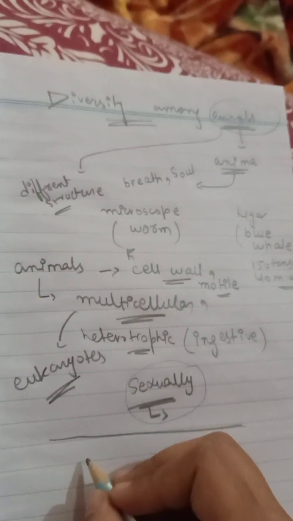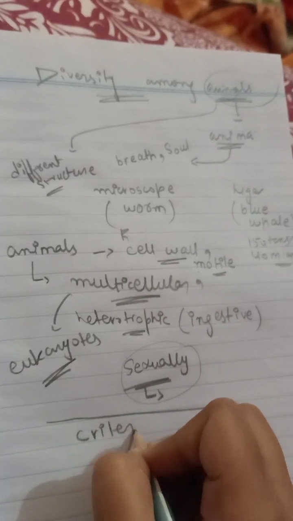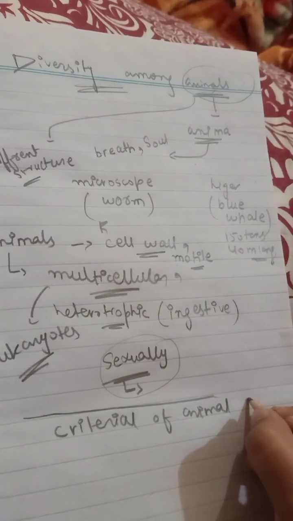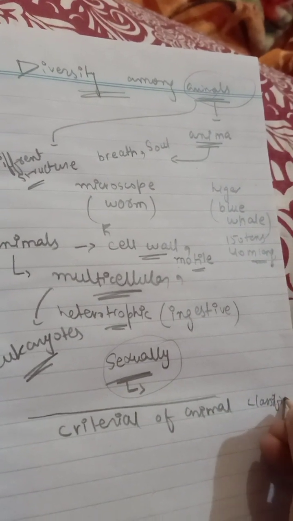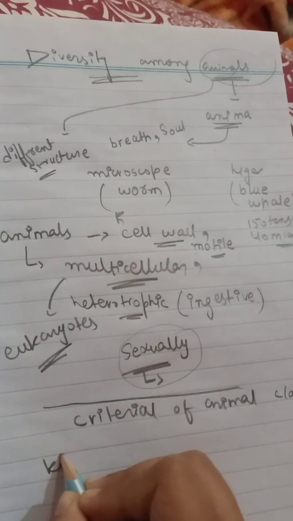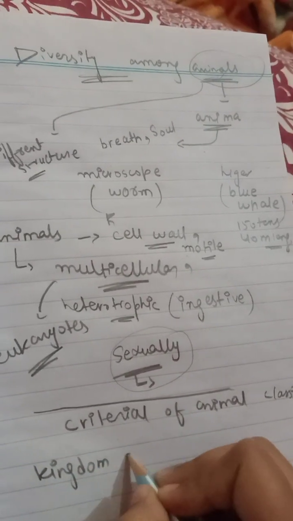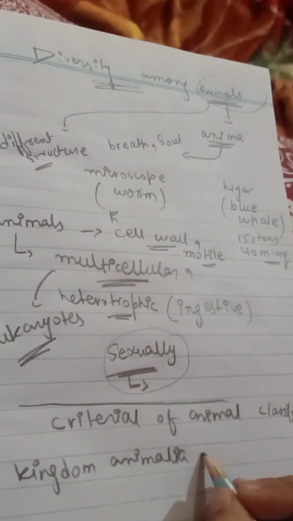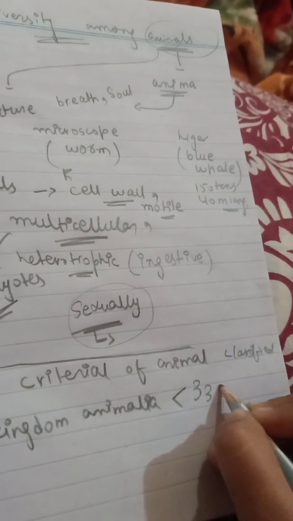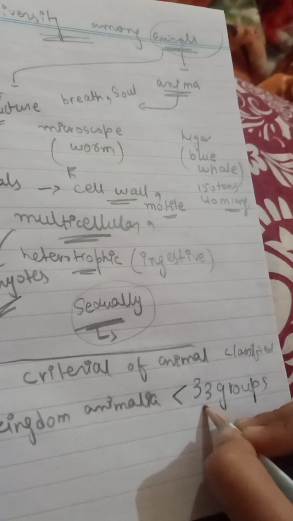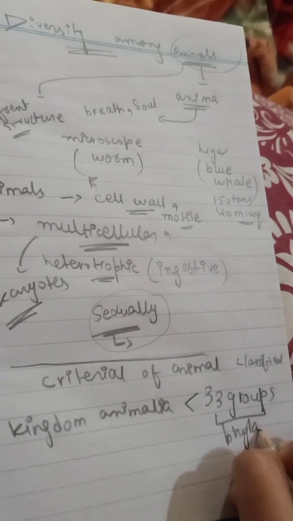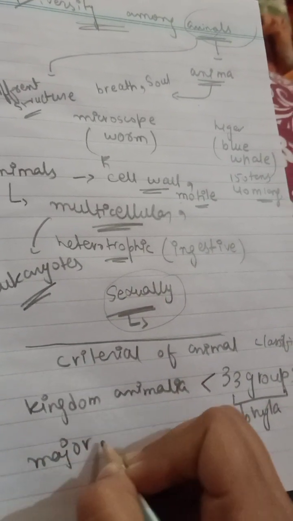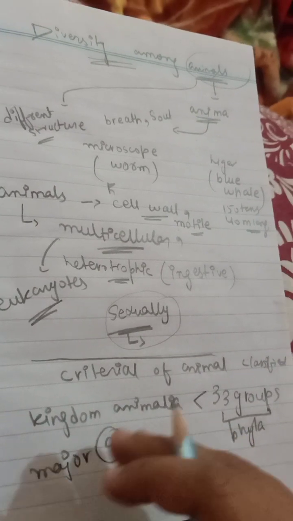Now we are discussing the criteria of animal classification, like how the animals are classified. If you talk about the kingdom Animalia, the Animalia kingdom is divided into 33 groups, and these groups we call phyla. But if we talk in depth, we have 9 major phyla, and the rest are minor.